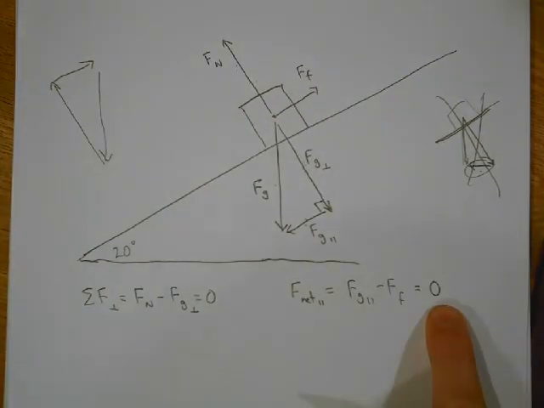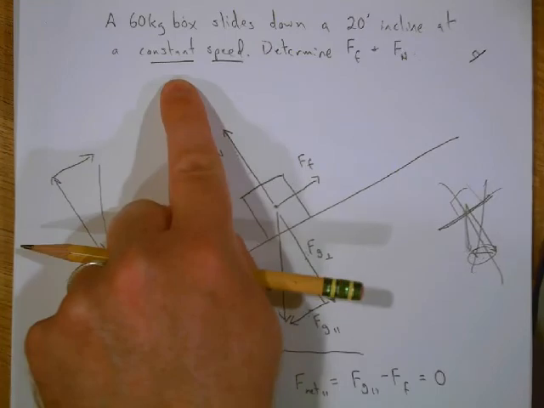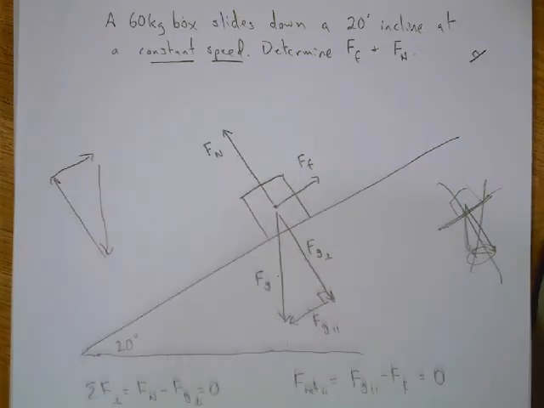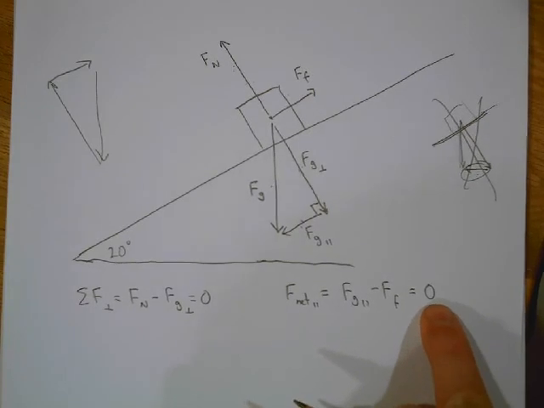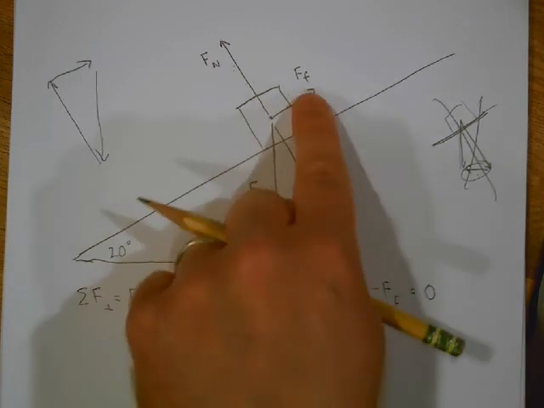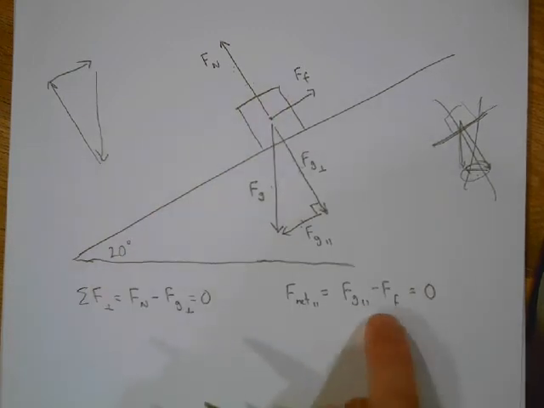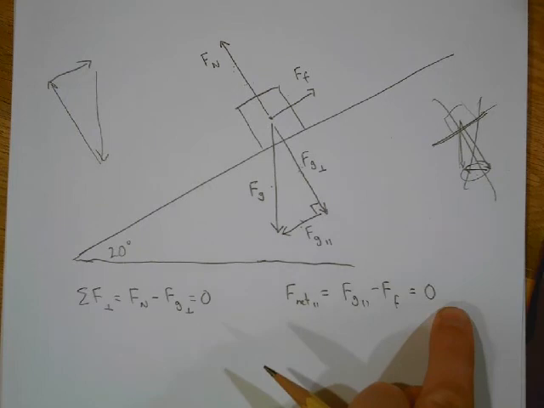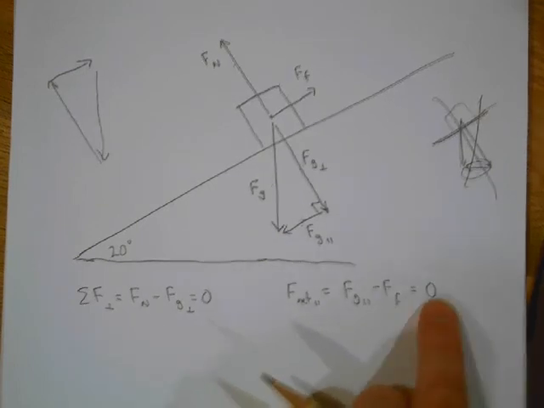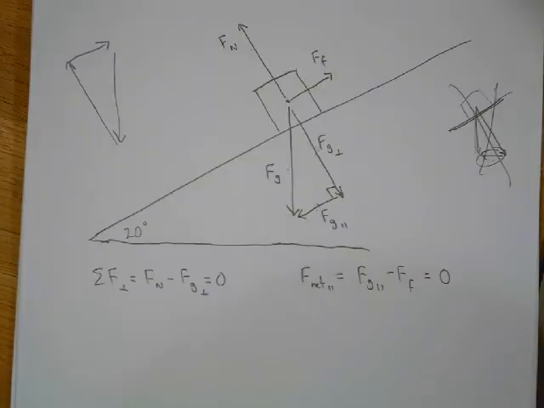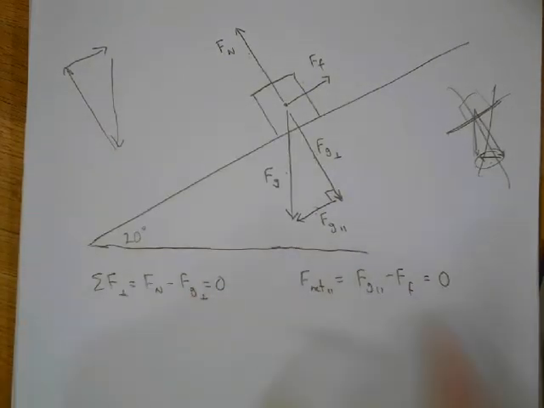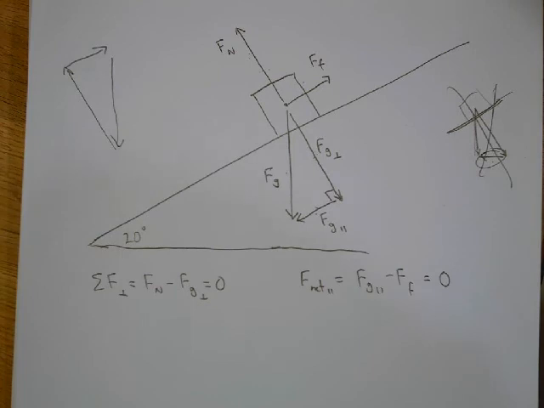Does the parallel equation always equal 0? Of course not. Why does it equal 0 in this particular case? It's because it's moving at a constant speed. The acceleration is 0. If it was accelerating down, then you would say equals ma. If it was accelerating up the incline, which could happen if friction was really, really strong, then you would write FF minus FG parallel equals ma. But here it is 0, because in this particular problem it was moving at constant speed. So that's our parallel equation.